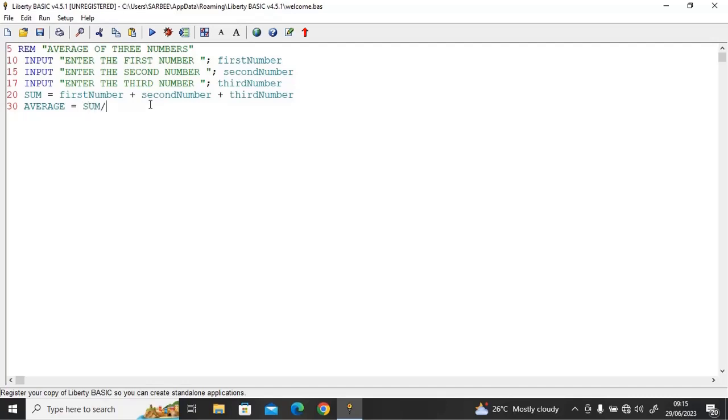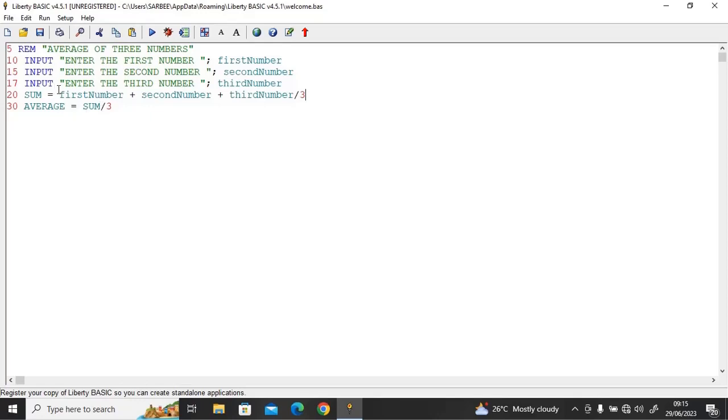sum divided by 3. Now in some cases students make a mistake. Someone just says, okay, let me divide this by 3. Instead of writing this statement here, I can just say average equals first number plus second number plus third number divided by 3. But this is wrong, in the sense that it will follow the rules of BODMAS. It will divide the third number by 3 only, not everything. So divide it by 3 only. Once divided by 3, it will then add it to this and this, which gives something different.